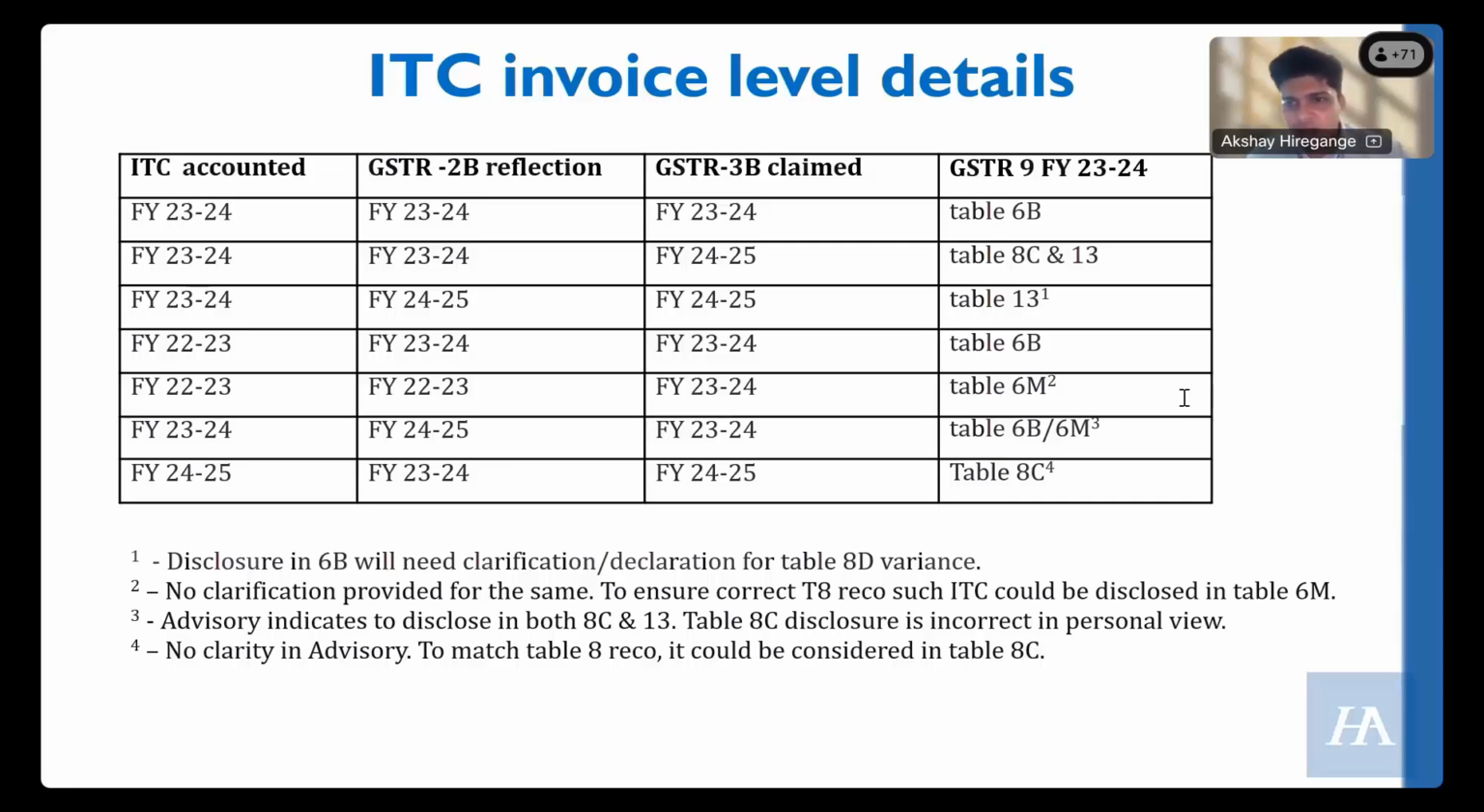Reasons for difference between table 8A and 2B of 23-24. So this we do not understand presently, why there is a reason for variance. Ideally, it should not be there. If you are having variances between table 8A and 2B, please raise grievance for the same. Have specific workings which are maintained separately.